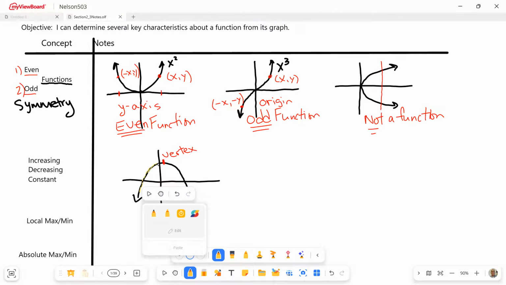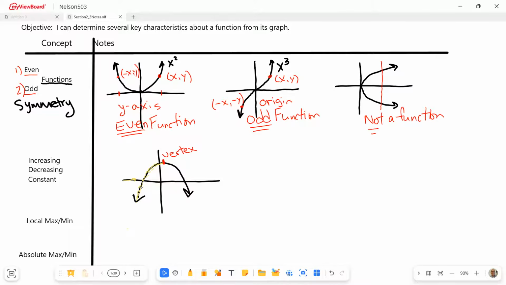So we're going to have this part right here where the function, if we're going from left to right, that's like reading in a book, like a novel. You read from left to right. As you go from left to right, the function is going up, right? So see how the function is just going up, up, up, up, up.